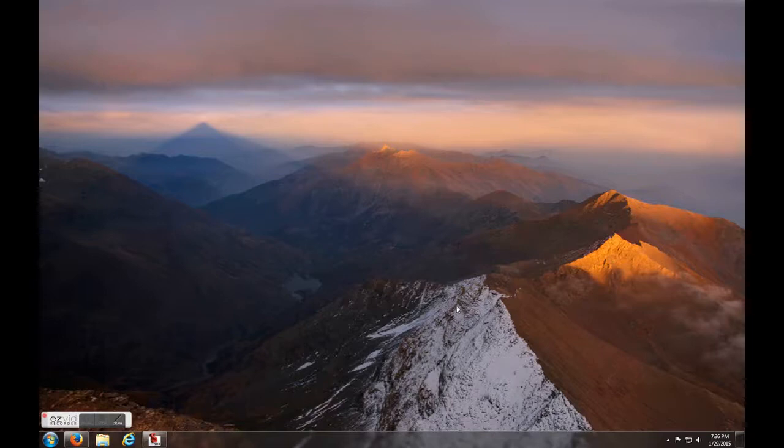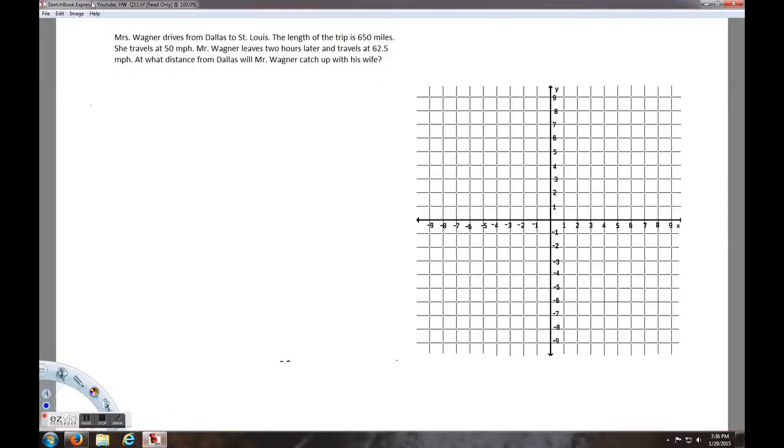Wagner's Math Help. This is my nice, beautiful desktop background, and here's the problem we're going to be going over today. So, this was a homework problem. I changed the names in it because I wanted to be involved in this trip to St. Louis. And so this comes from number 11 on the homework that is due tomorrow, January 30th. I got a request for some help on this yesterday, so here we go.